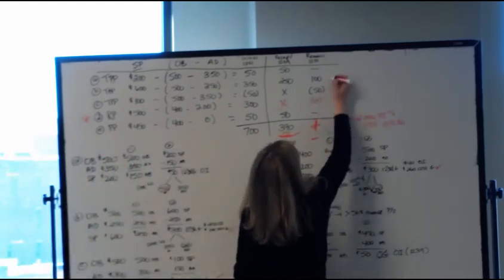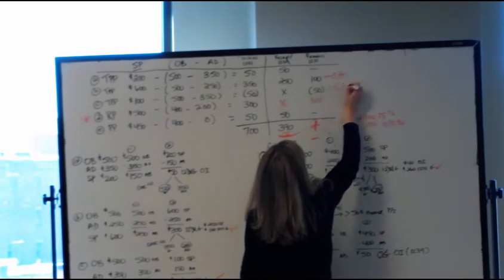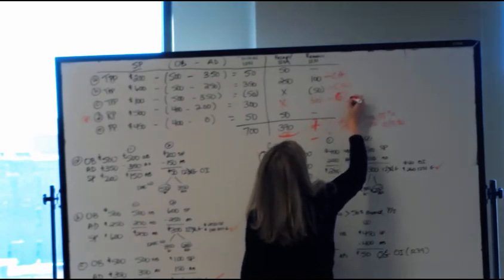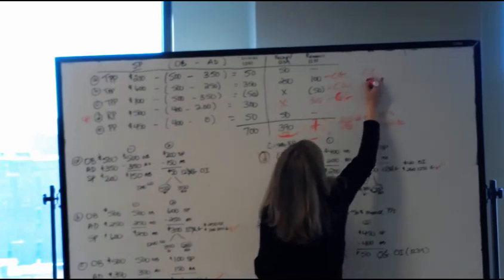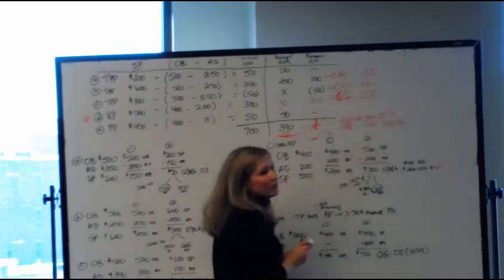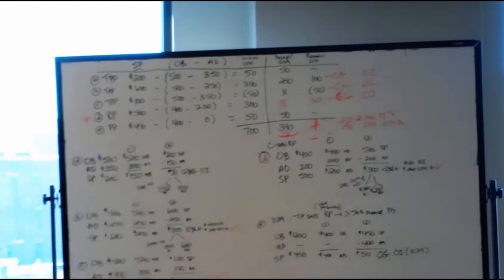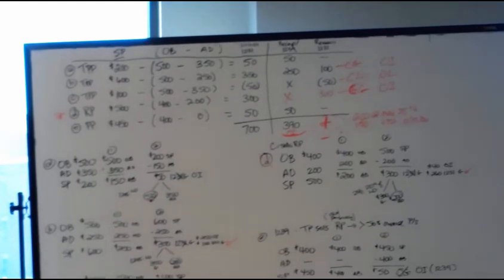If it's positive, then this is a capital gain. This is a capital loss. This is a capital gain. If it's negative, guys, then this is ordinary income. This is an ordinary loss. This is ordinary income. Again, if it's positive, everything up above is capital. If it's loss, everything is ordinary.